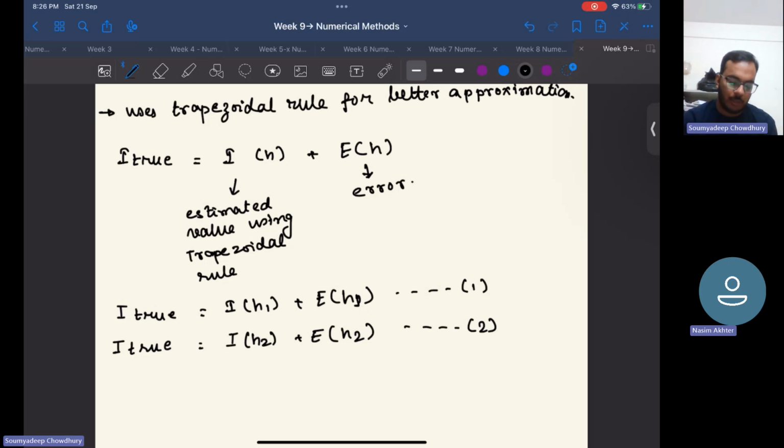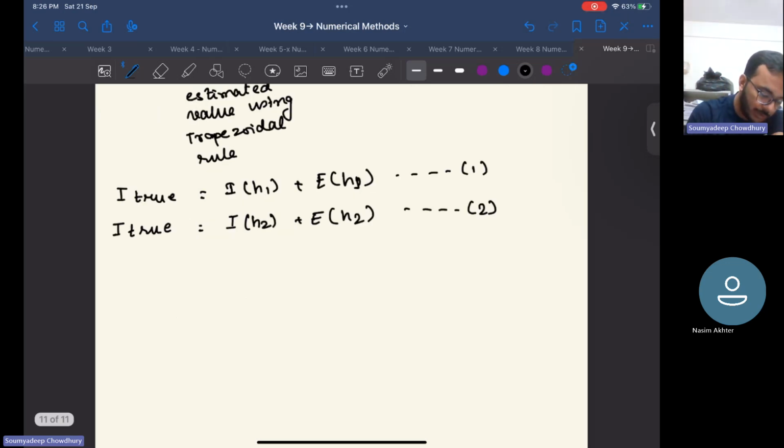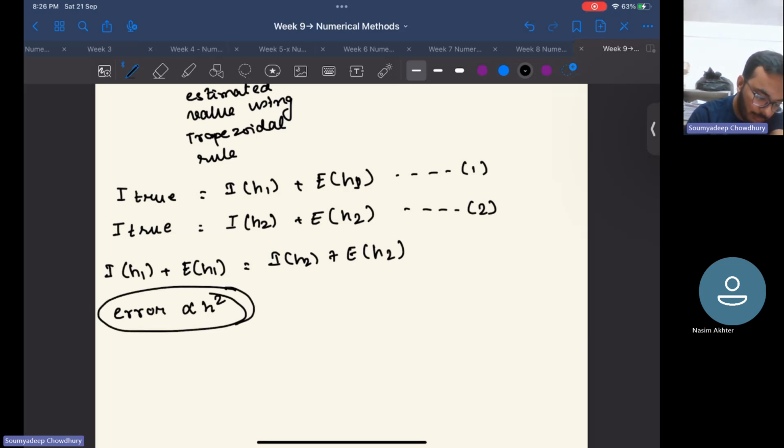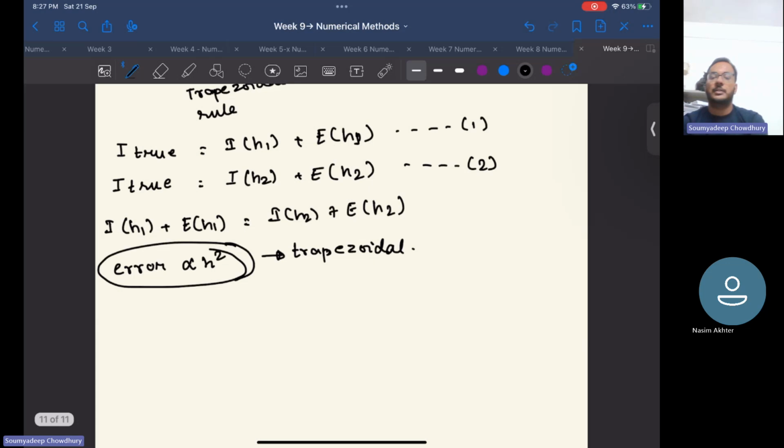Okay. So now, based on equations 1 and 2, we can equate this, right? I of h1 plus E of h1 equals I of h2 plus E of h2. And in the trapezoidal rule, I have not told you this one, your error is always proportional to the square of the step size. This you must remember. This is for the trapezoidal rule. So if your h increases 2 times, your error will increase 4 times. Similarly, if you reduce your h by 2 times, your error will reduce by 4 times. So your error is proportional to h square.